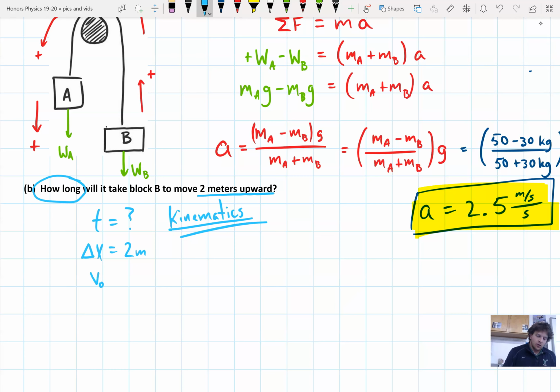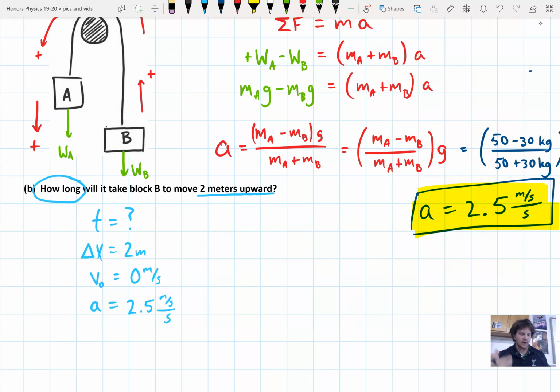If we just let it go from holding it, that means it's going to start at rest. So the initial velocity is 0. And we have the acceleration you just figured out in part A, 2.5 meters per second every second. All right. Those values right there is what we have to work with. And if you know 3 pieces of motion information, that's enough for us to use one of our kinematic equations.